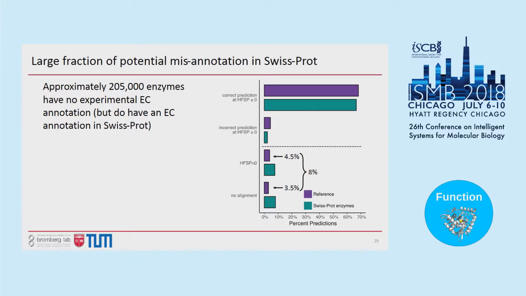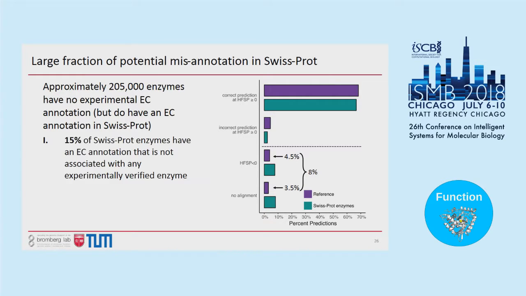And if we're now looking into our remaining enzymes in SwissProt that have no experimental, but do have an annotation in SwissProt, the first thing that we can observe is that 15% of those enzymes have an EC annotation that is not observed in our reference, which begs the question: where is that annotation coming from, if it is an annotation that we have never experimentally verified?